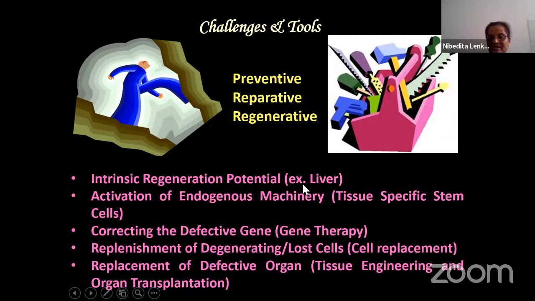The cells that we are generating in vitro, if there is any genetic defect, through gene therapy, if there are any damaged cells, cell replacement therapy. Not only that, one can go to defective organ replacement by developing organs per se through tissue engineering. If you want to study basic development, you can also have miniature organs, which are called organoids. I will talk about that also.